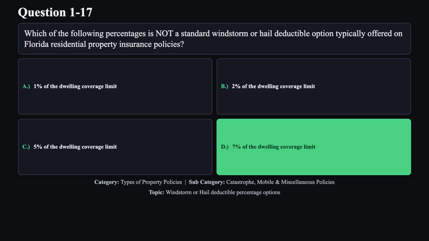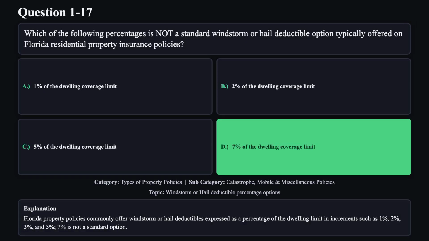The correct answer is D. Florida property policies commonly offer windstorm or hail deductibles expressed as a percentage of the dwelling limit in increments such as 1%, 2%, 3%, and 5%. 7% is not a standard option.